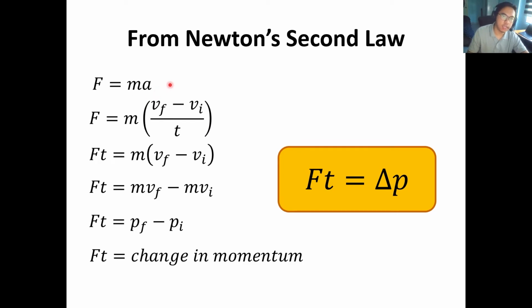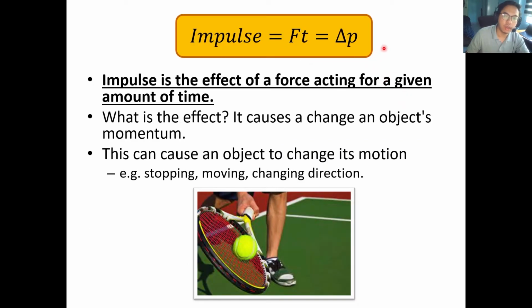So you saw just now that from Newton's second law, which is this equation of force, we can get this new equation here, which is expressed in terms of momentum and force and time. So this new equation here is the definition of impulse. You can think of impulse in two ways: F times t, or the change in momentum.